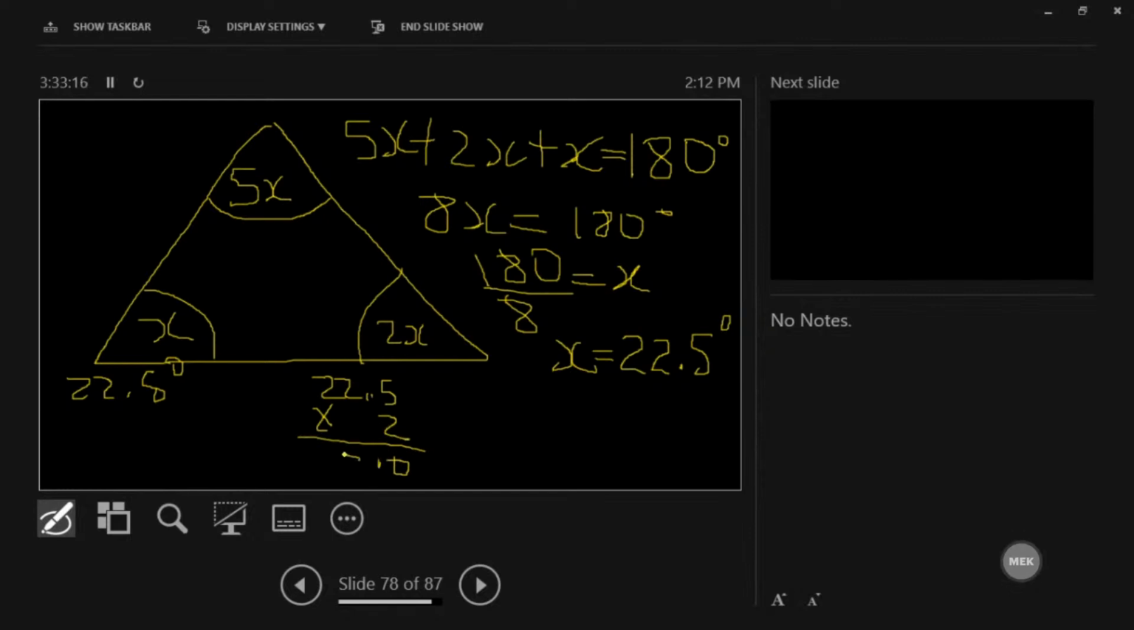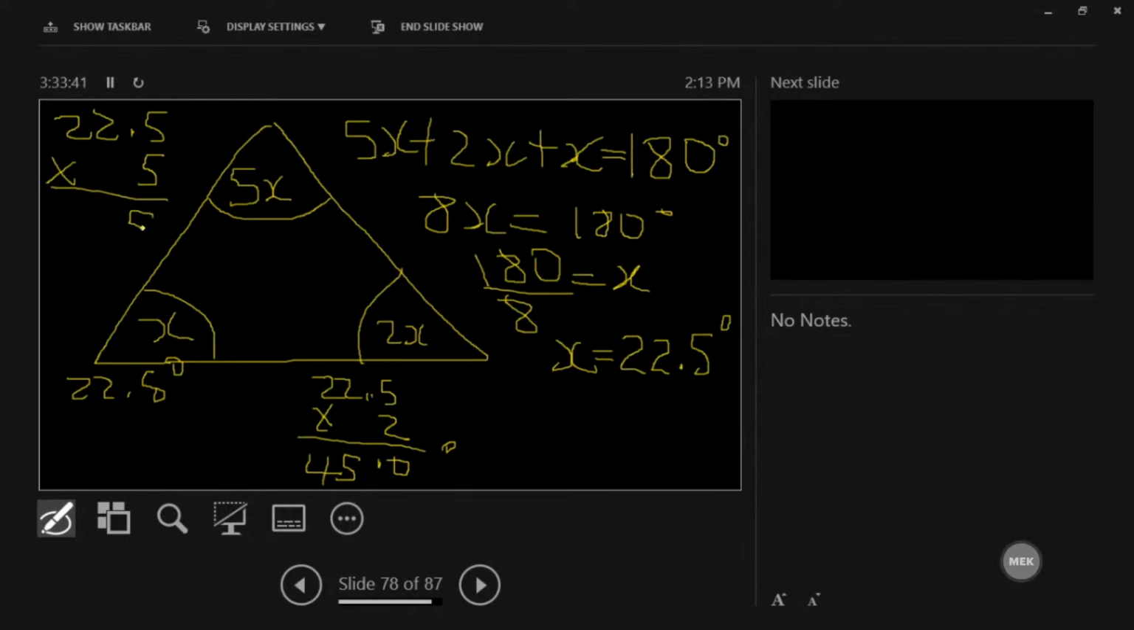2 2's are 4 and 1 is 5, and 2 2's are 4. All right, so this is 22.5. This is 45 degrees. And to get 5x now, this angle, we'd multiply the 22.5 by 5, because it's a 5x.